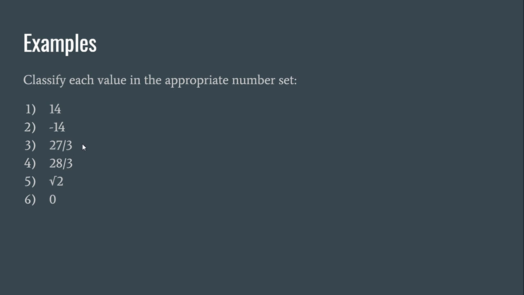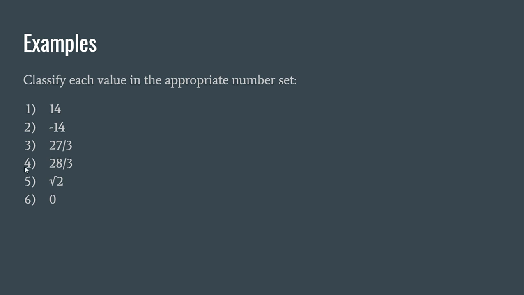So now number 3, 27/3. If possible, you do want to simplify. So 27/3 will simplify into 9. Okay, so 9 is a natural number. Since it's a natural number, it also falls into the whole number category. So it's a natural number, whole number, and it's also an integer. And since it terminates as a decimal, it's also a rational number. And since it fell into those 4 categories, it's also a real number.